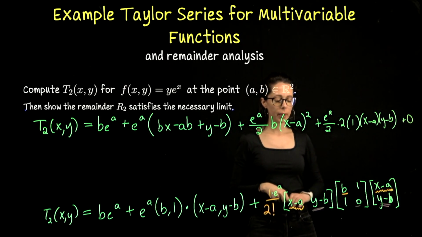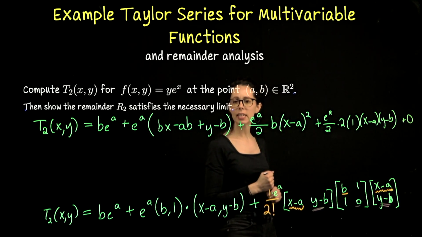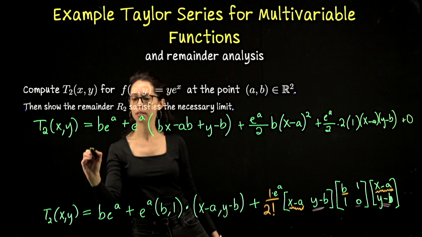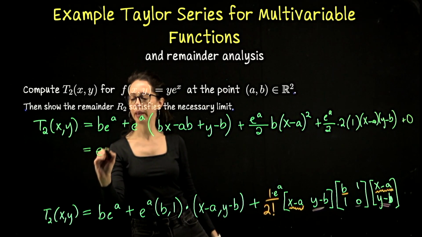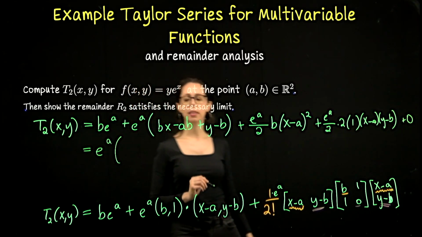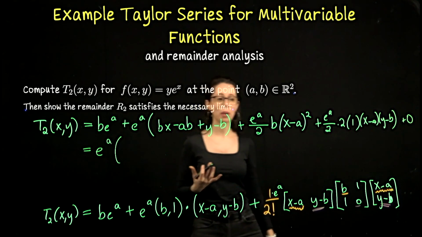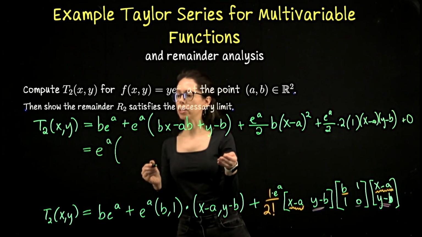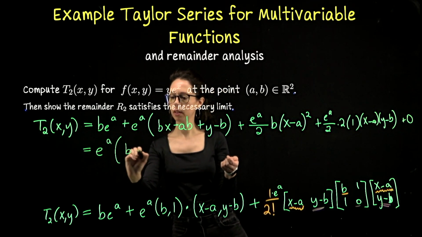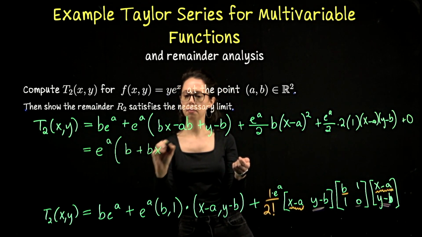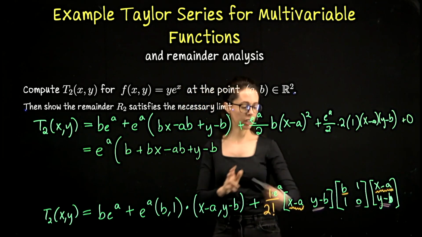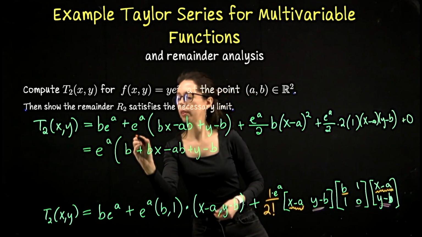Let's clean this up a little bit. You'll notice that all of the terms have an e to the a. They don't all have a b, so let me just pull e to the a in front. At this point, it's just going to be algebra, which means that we run the risk that I'm going to make a mistake here. So let me write down the best that I can do, and then we will check our answer before we move on. So b plus b times x minus a, b plus y minus b.